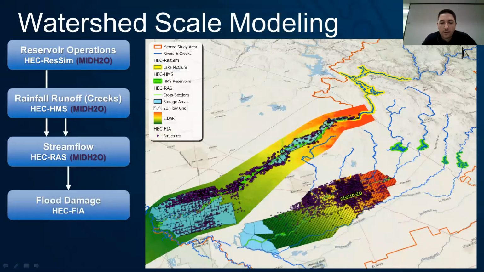So information from our RAS models then goes into our flood damage model. We're using HEC-FIA, and here the dots are the structure inventories throughout these two areas that we're modeling, and we can model flood damages. So information like stream flow, stage, inundation depths all come out from the RAS models and then go into our flood damage models. So that's a trip through all the models.